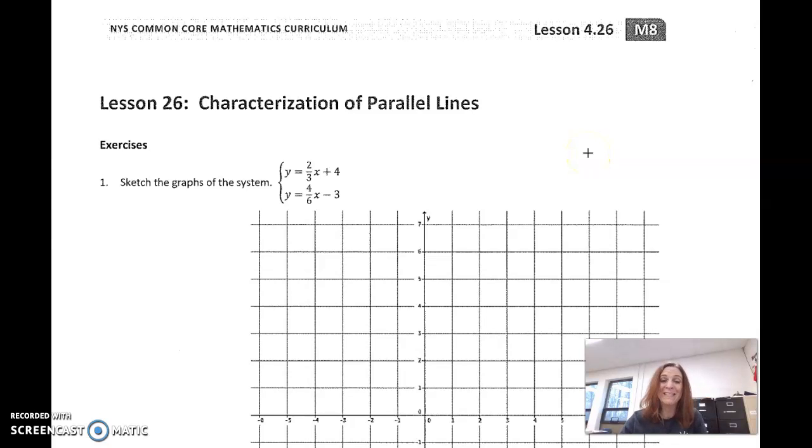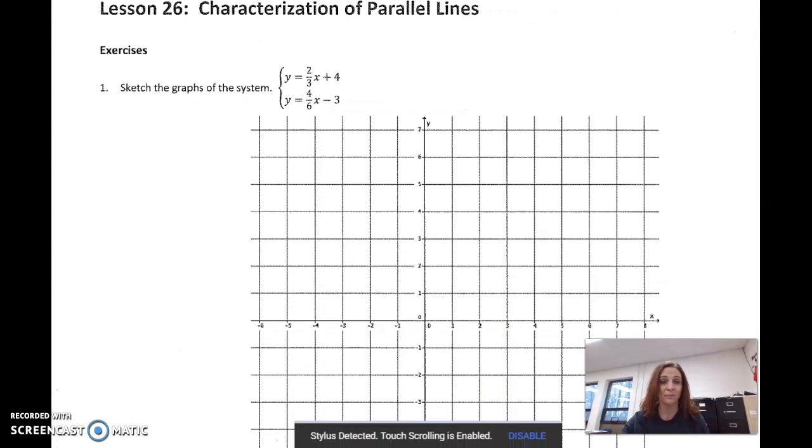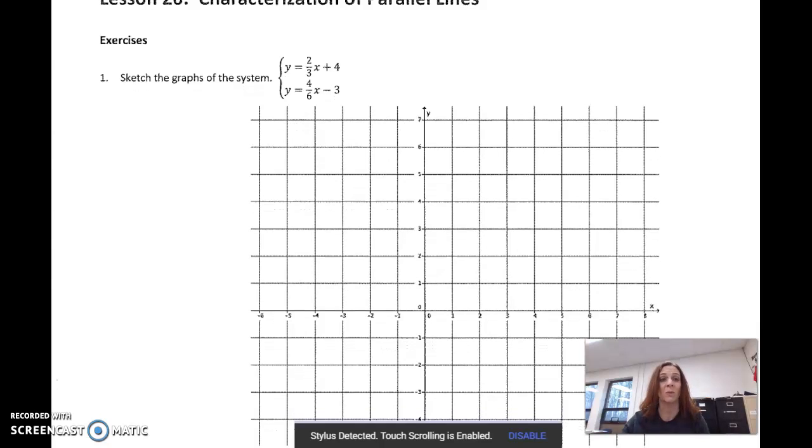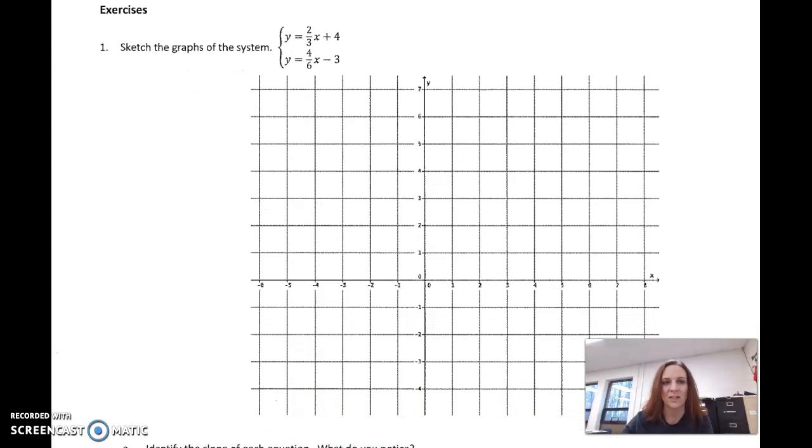Module 4, Lesson 26, is on the characterization of parallel lines. Basically, we're still dealing with systems, and we're going to start dealing with the types of solutions we get with these systems. So, this first is a really good review of how we solve a system of equations with graphing. Sketch graphs of this linear system. So, let's start with this first one here.